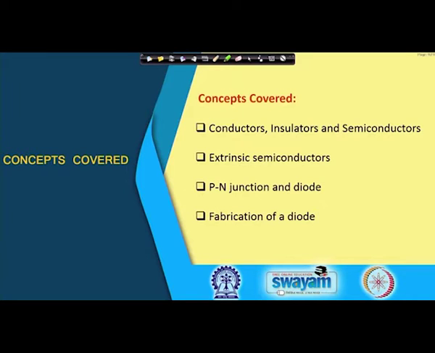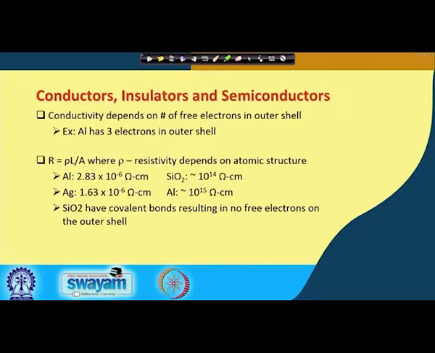The concepts that will be covered today are primarily the very basic ones. We will start with conductors, insulators, and semiconductors, and look at what semiconductors are and how they are different from conductors and insulators. We are then going to talk about extrinsic semiconductors, and then move on to the p-n junction and diode, and finally, as I said, fabrication of a diode. Those are the main topics under this module. So, with that, let us move on to the next one: conductors, insulators, and semiconductors.